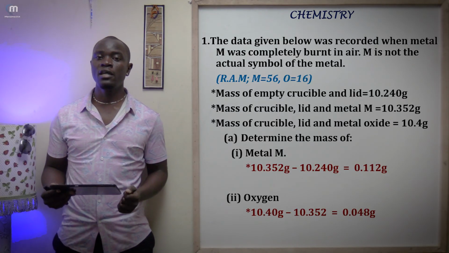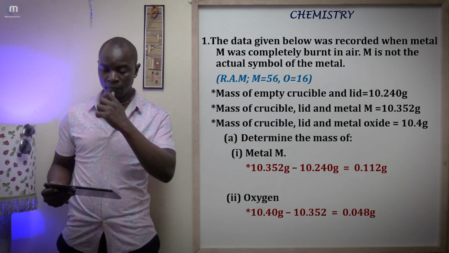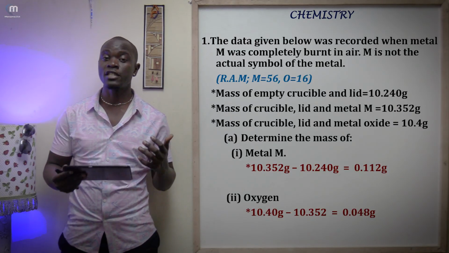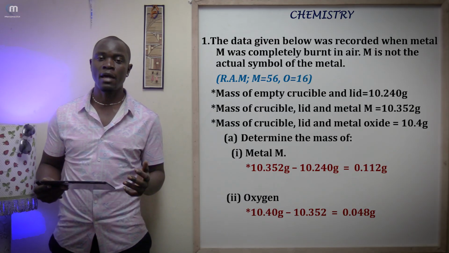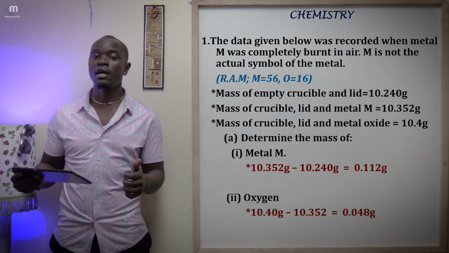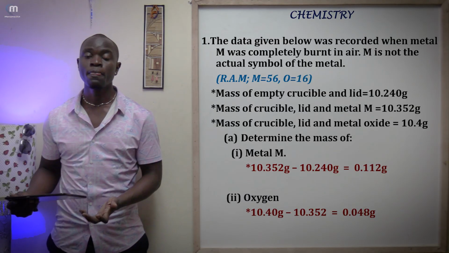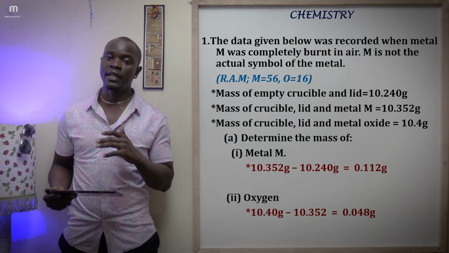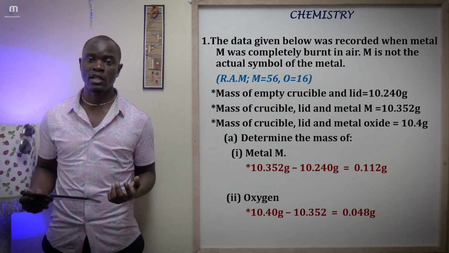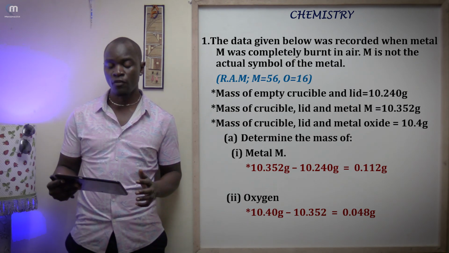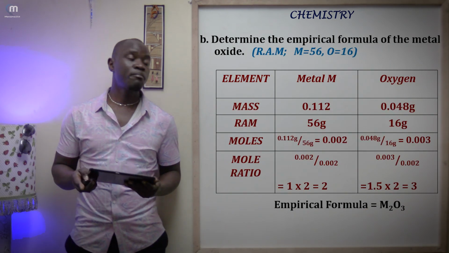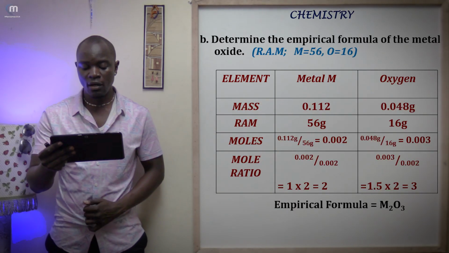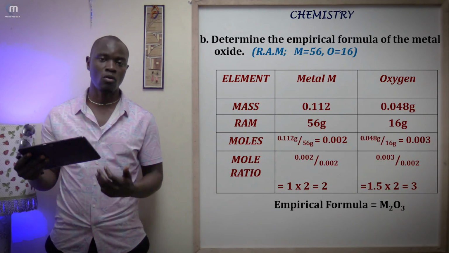So automatically, if you have been revising chemistry, you should know that anytime you'll be asked to calculate such masses, there might be a question on moles, or a question on molecular formula, or a question on empirical formula. So now that you have calculated this mass, the next question that you are going to see is on empirical formula. Question B is asking, determine the empirical formula of the metal oxide.